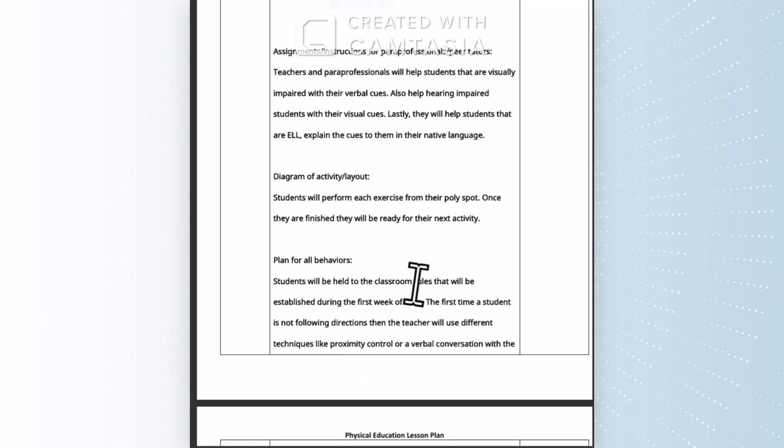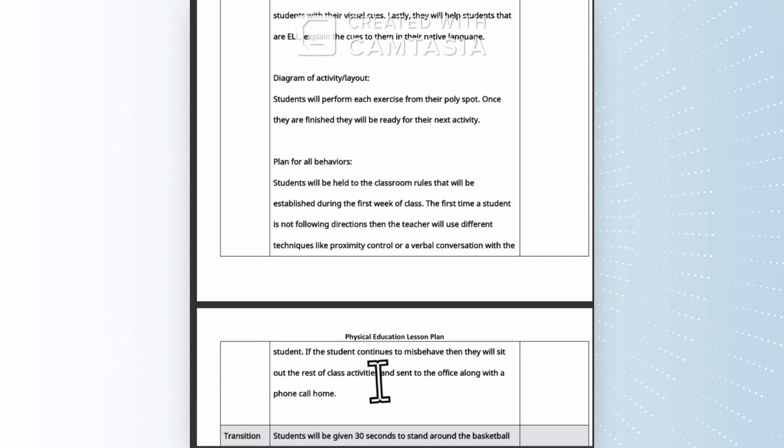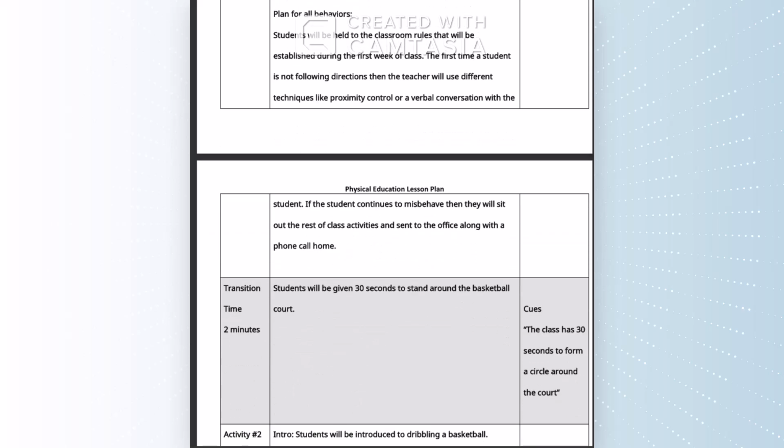Students will be held to the classroom rules that will be established during the first week of class. The first time a student is not following directions, the teacher will use different techniques like proximity control or a verbal conversation with the student. If the student continues to misbehave, then they will sit out the rest of the class activities and be sent to the office along with a phone call home.